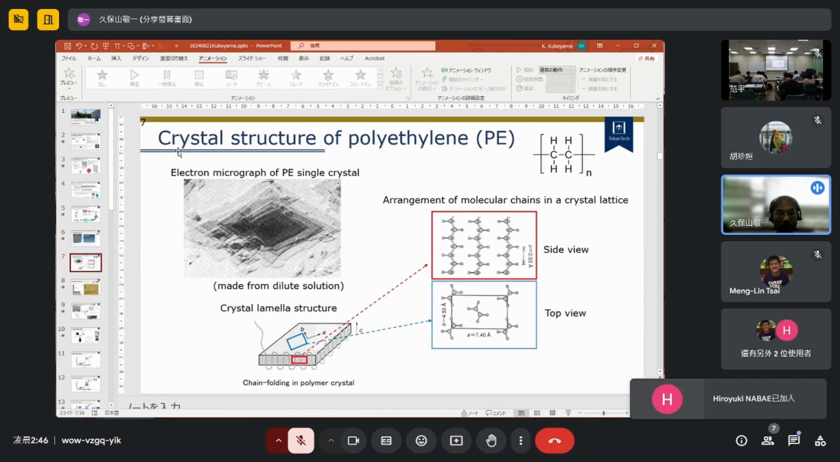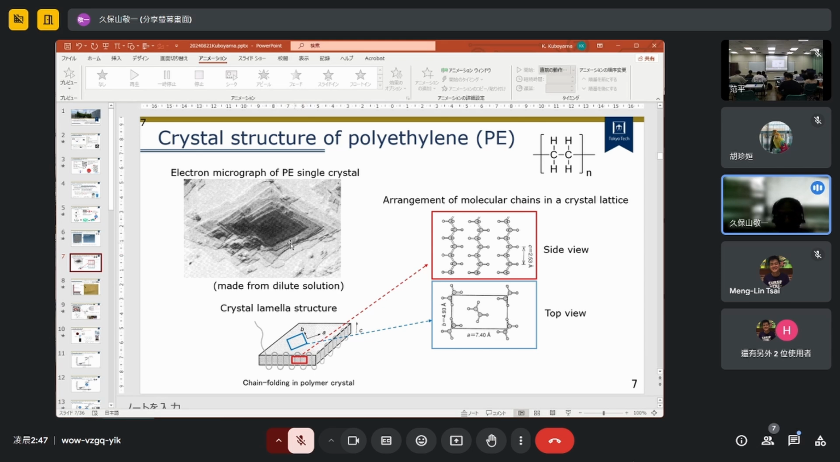The next slide is about the crystal structures of polyethylene. This figure is an electron micrograph of a polyethylene single crystal. Normally, when we make a crystal structure in the polymer, we melt the polymer at a higher temperature and cool down to a lower temperature, lower than the melting point. But in such a case, we cannot get a perfect crystal. It is very difficult to get a single crystal. So this sample is made from a dilute solution of the polymer.